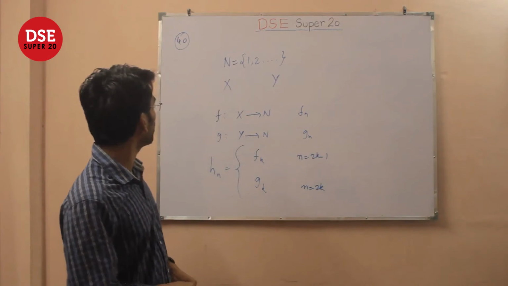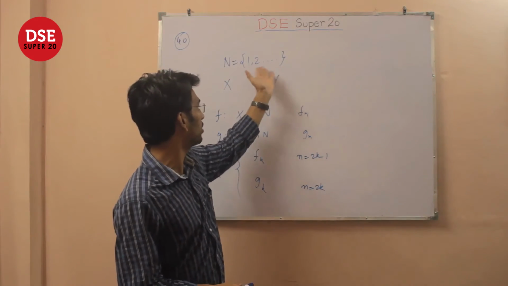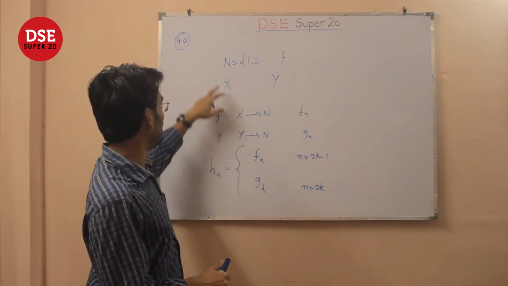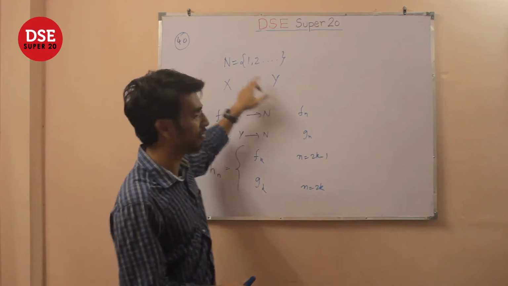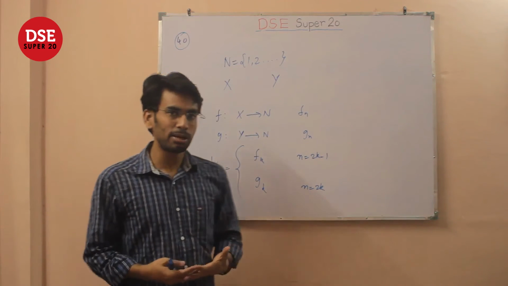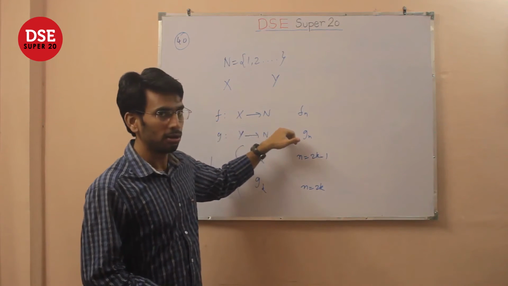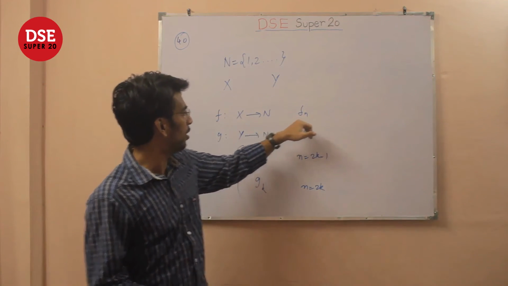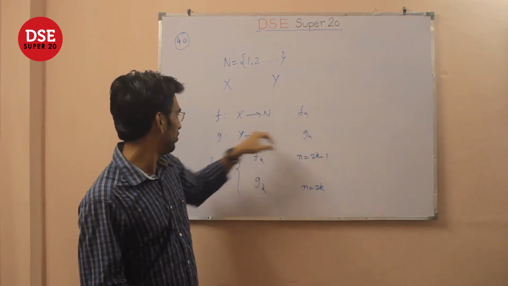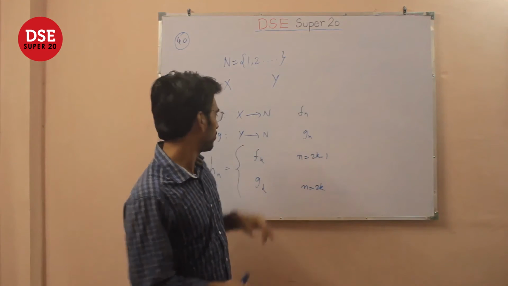Okay, coming to question 40. In this question, we are given the set N, which is the set of natural numbers, and two arbitrary sets X and Y, and we are told that there exist bijections between N and X and between N and Y. So these bijections represent nothing but sequences. If we consider the bijection to be f between X and N, then this bijection represents nothing but a sequence f_n whose values are from X. Similarly, the sequence g_n whose values are from Y.